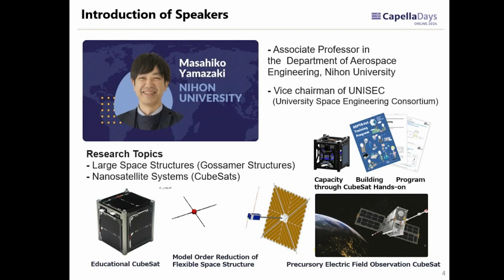One is the educational satellite. One is a satellite with deployable structures, and one is an electric field observation CubeSat, and the upper one is the capacity building program tools. We make educational kits and educational training textbooks for students, engineers, and researchers who want to understand the CubeSat.